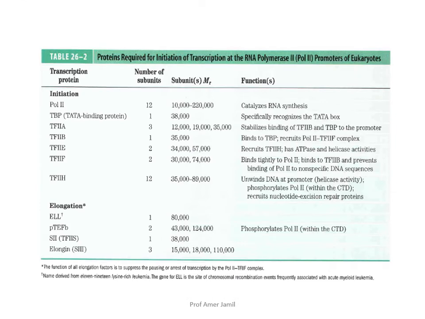These are the general transcription factors, their functions, and the number of subunits in each. These are all required for initiation of transcription, and TFIIH is the most important: it unwinds the DNA and phosphorylates, but the others also have important functions. For elongation, there are other proteins which help RNA polymerase II move along the template.